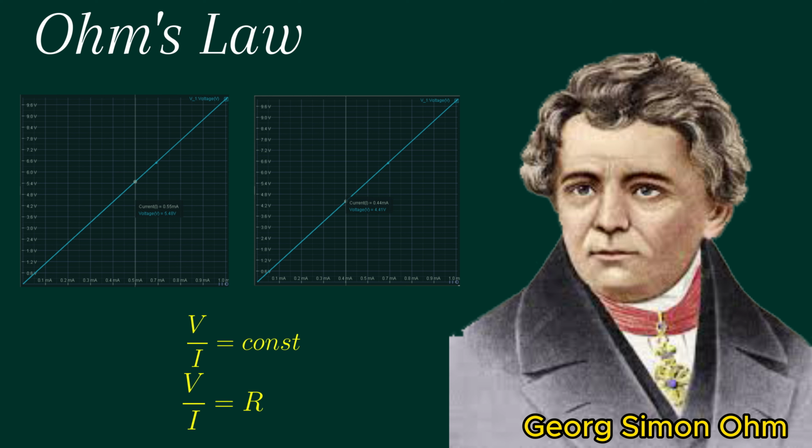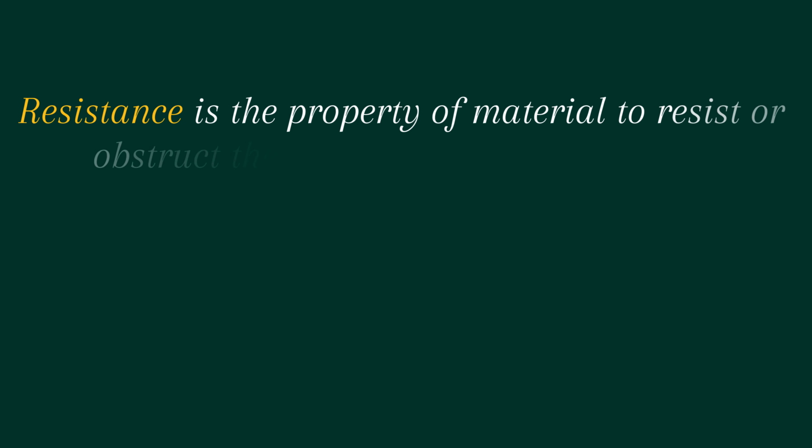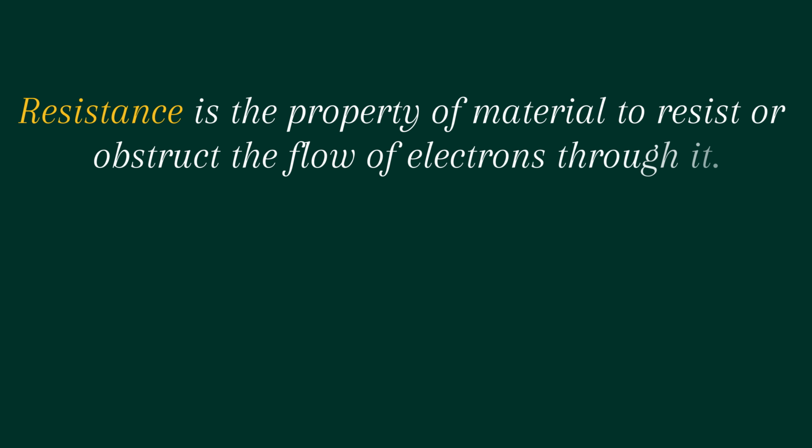This constant of proportionality is what we call as the resistance. It is denoted by R and is property of a material to resist the flow of electrons through it. Thus our relationship becomes V over I equals R, or simply V equals IR. This is the mathematical relation for the Ohm's law.